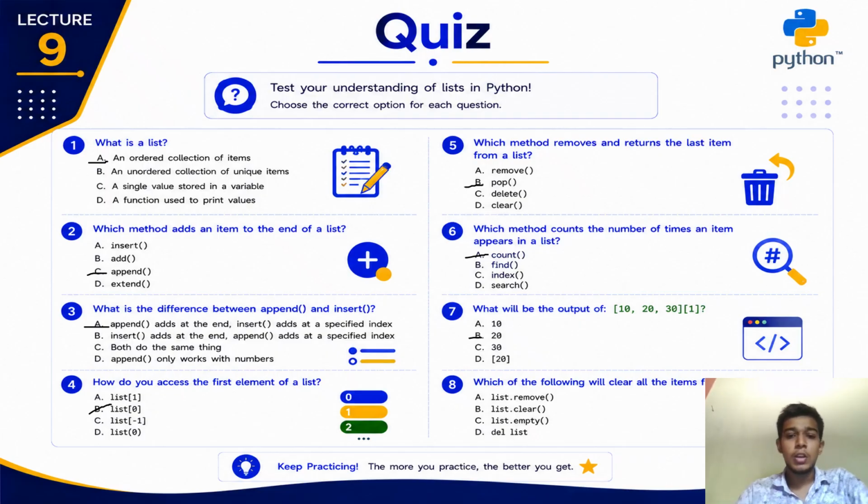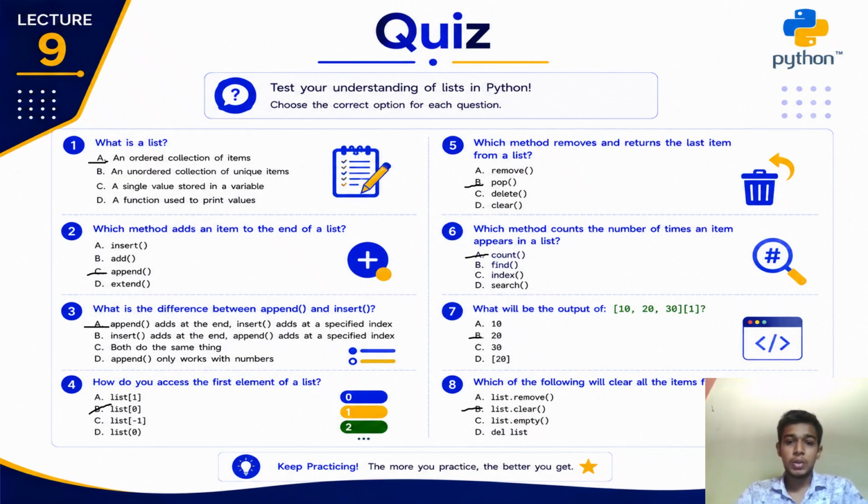Now the last question. Which of the following will clear all the items from a list? Remove, clear, empty or del not list. So the correct option is list dot clear. This method removes all elements and leaves an empty list.